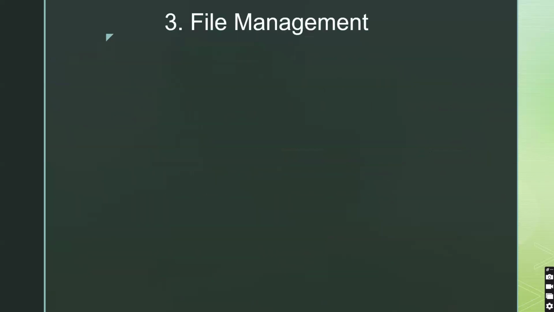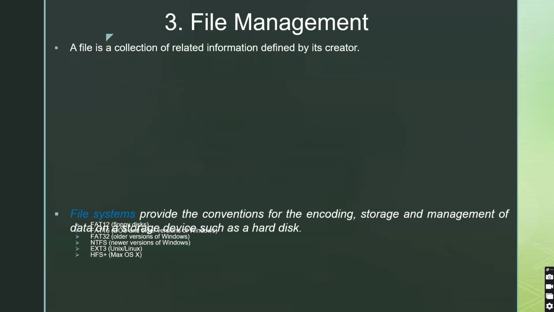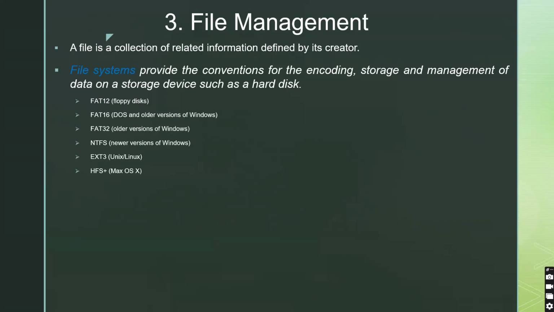Now the third one is file management. File creation, file editing, and file deletion are taken care of by the operating system. Now there are various file formats. The FAT12 file format is used by the floppy disk.